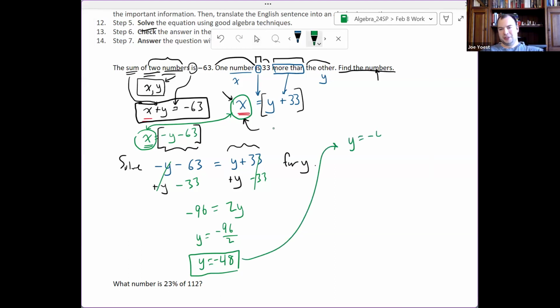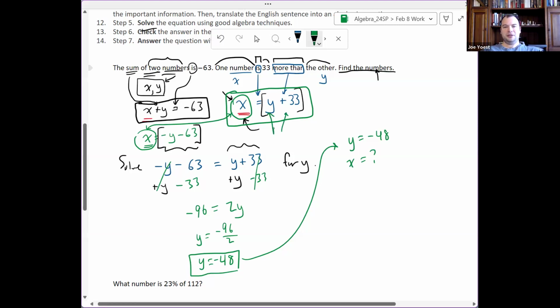So if I have y equals negative 48, what is x then? Well, we can get x. It's a little more complicated than the last example, but I could get x, for instance, by taking y and adding 33 using this second relationship here between x and y. Or I can say that x would be negative 48 plus 33. Or what's that going to be?